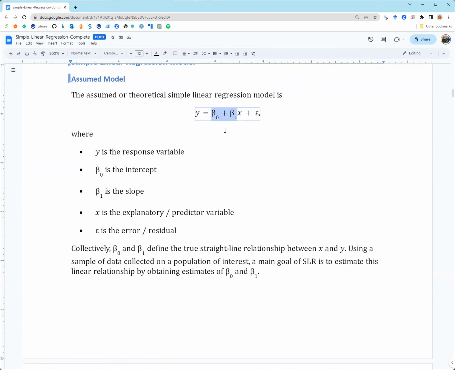Other ways to think about these terms, the intercept and the slope, is that they define the straight line relationship that we're assuming exists between our predictor and response variable. So this is what we're assuming the data truly follows in the population that we're interested in. Often what is the case is that we get a small sample of data from this population, and we try to get our best guess of this straight line relationship. So we do that by using data to get estimates for the intercept term and the slope term in our model.